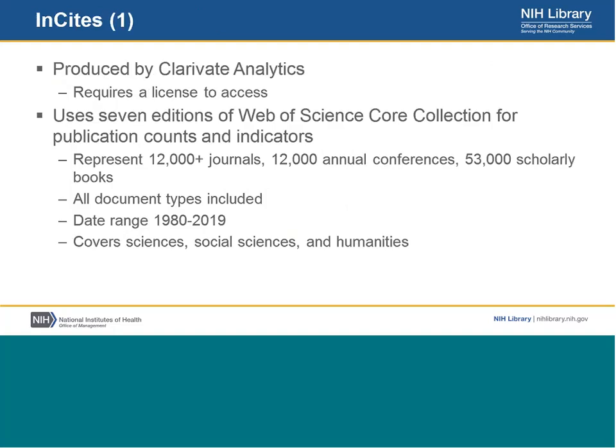Next up is InCites, which is another tool that's produced by Clarivate Analytics. It is based on Web of Science core collection data. It's actually comprised of 7 different editions of the Web of Science core collection. Their date range goes back to roughly 1980 to present. They're capturing, again, over 12,000 journals, 12,000 annual conferences, and over 50,000 books.